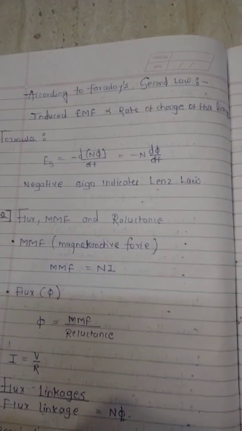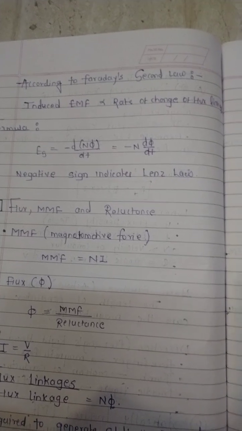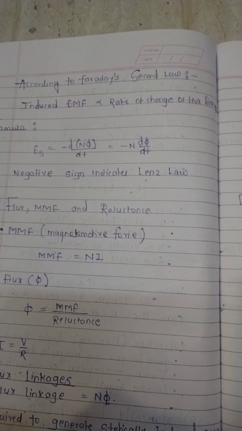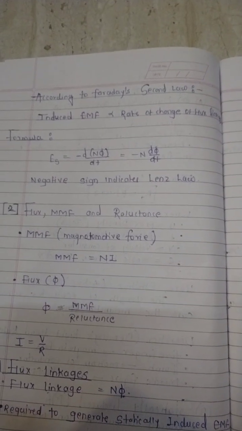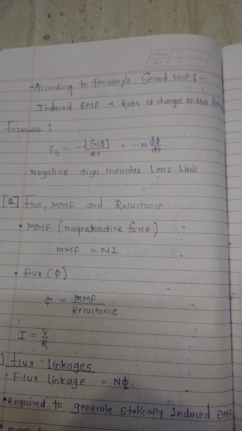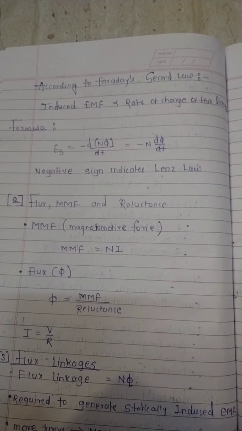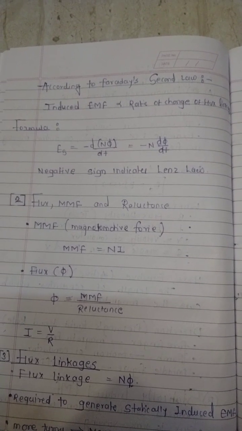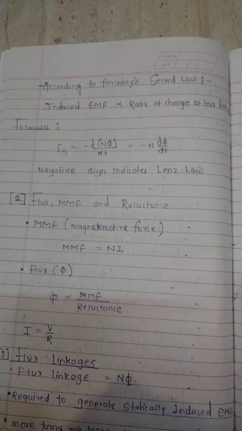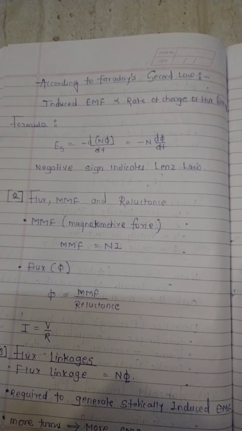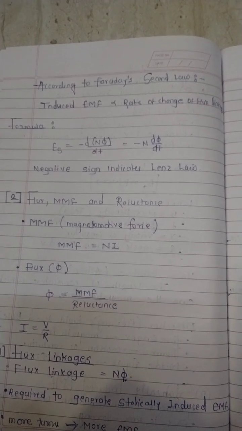According to Fleming's second law, induced EMF is directly proportional to the rate of change of the flux linkage. The formula for the statically induced EMF is e = -N d phi by dt. The negative sign indicates Lenz's law.